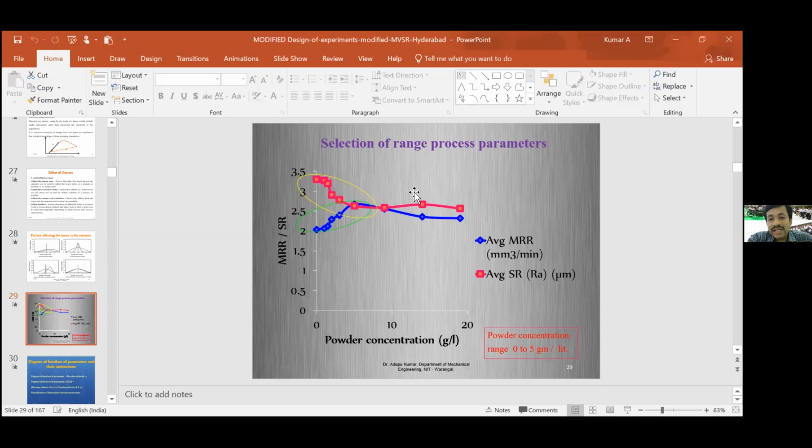Of course, it's EDM, so many of the mechanical faculty have registered. They can relate to that, and metal removal rate is a very common example which we give. Yes, sir.